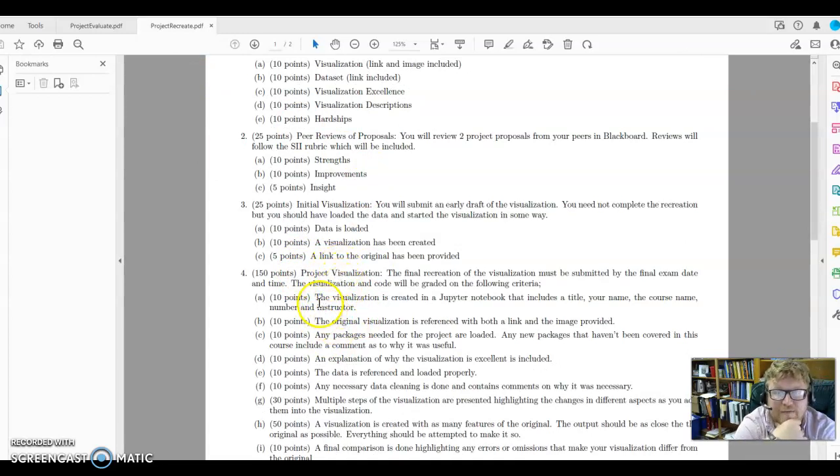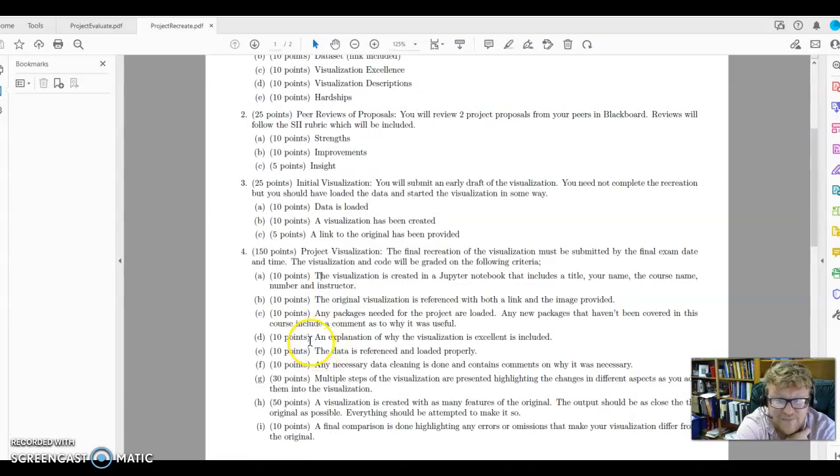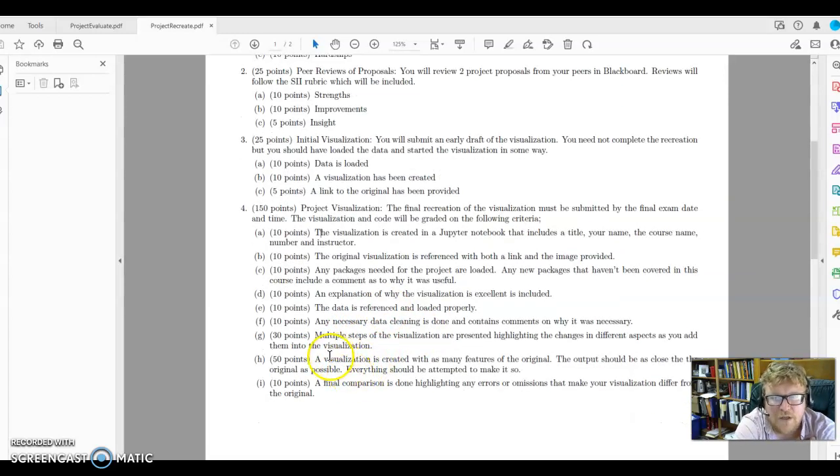So you'll have the Jupyter notebook with your name and all these things, the original visualization, and an explanation of why the visualization is excellent and where the data is, and then you're into the project, right? You'll have to do some data cleaning. I'm going to ask that you show me multiple steps of your visualization. You guys know that as you add things to it, you're going to do that.